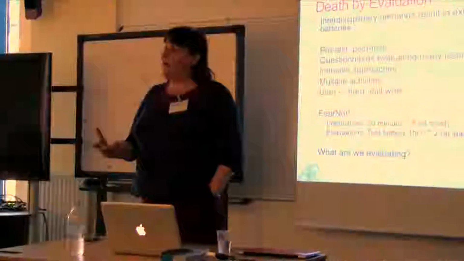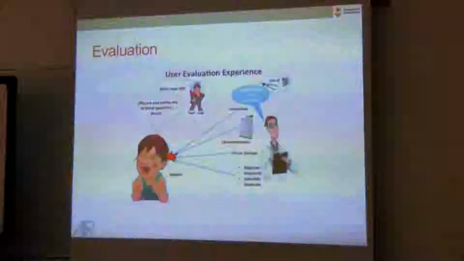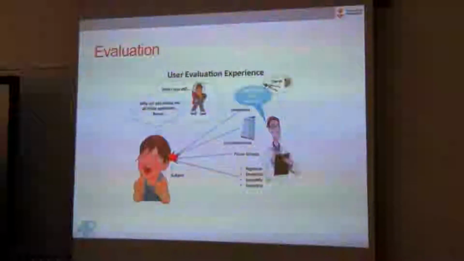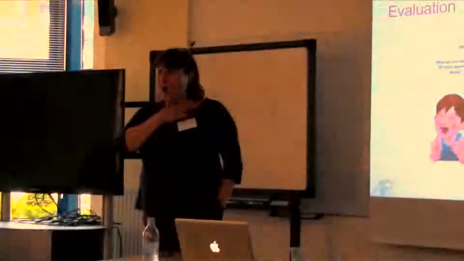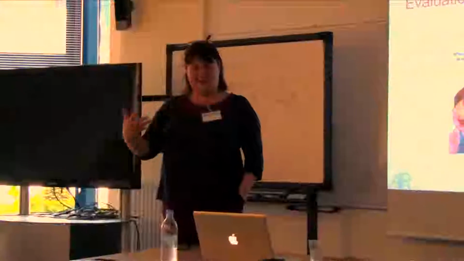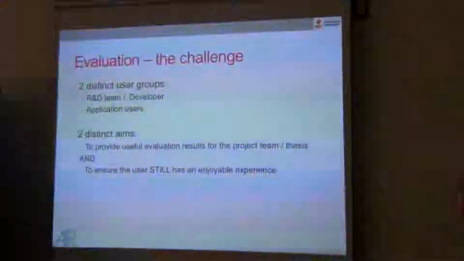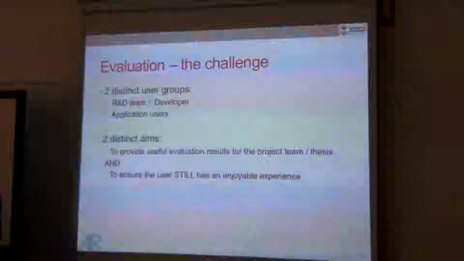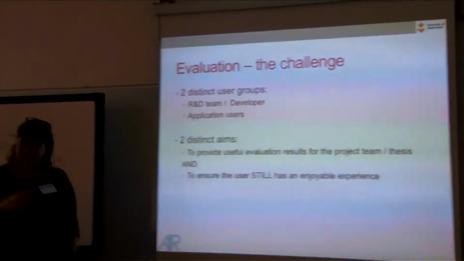In that case, what are we evaluating? Well, we're evaluating the evaluation in many ways, because we're not evaluating the software, not if it's so long. So what we see with an evaluation is the user goes from engaged, immersed and having fun to being not a happy person. So I have to say that's where I started from in evaluation, thinking, why are we doing all of this? Why do we need to know all this stuff? And surely life should be fun. So with evaluation, we've got these two distinct groups. We've got the R&D team, or the developer, and we've got the users. We've got two aims. We want to provide useful evaluation results, and we want to still ensure that users are enjoying themselves even during the evaluation.